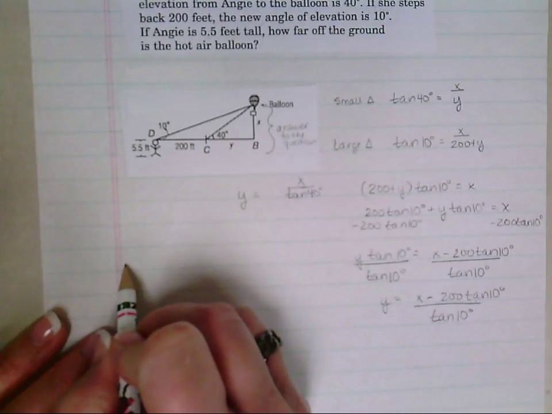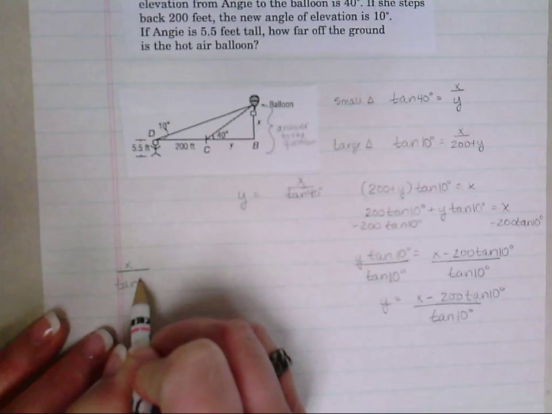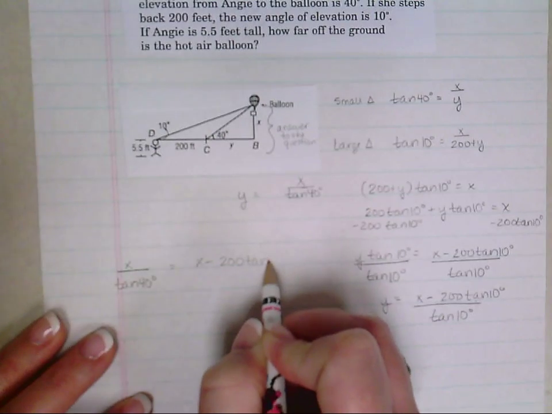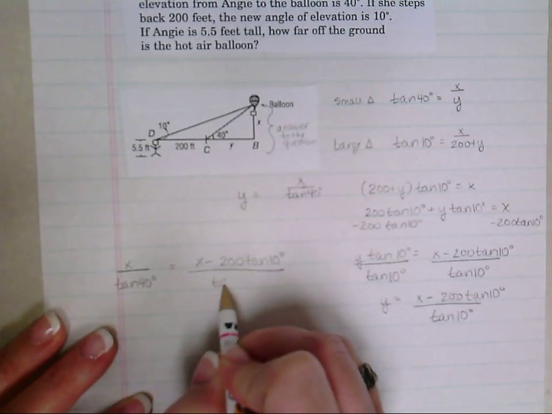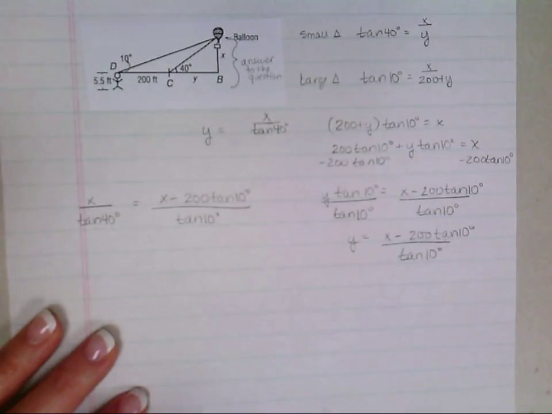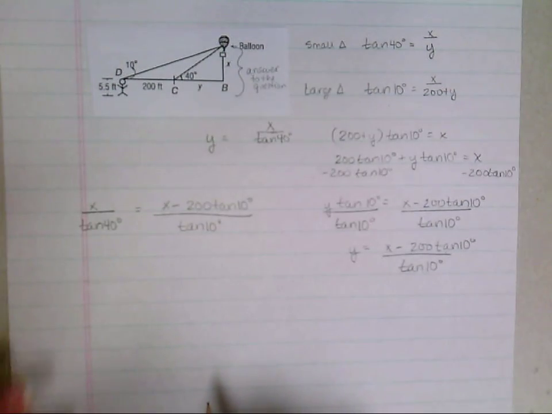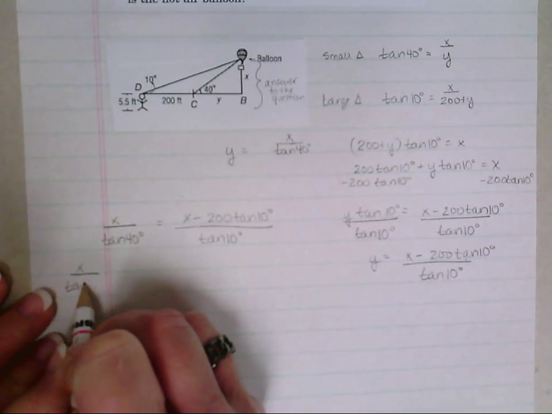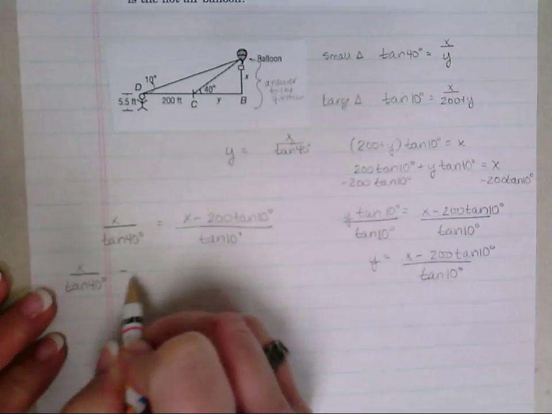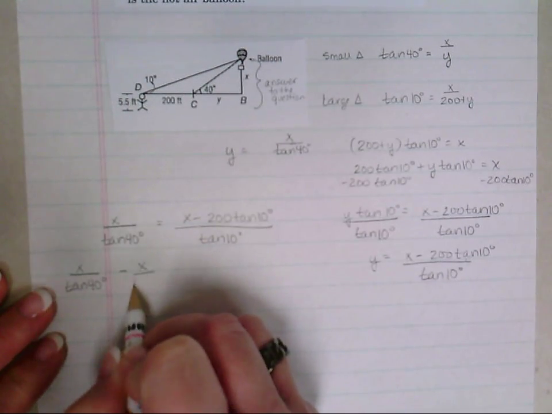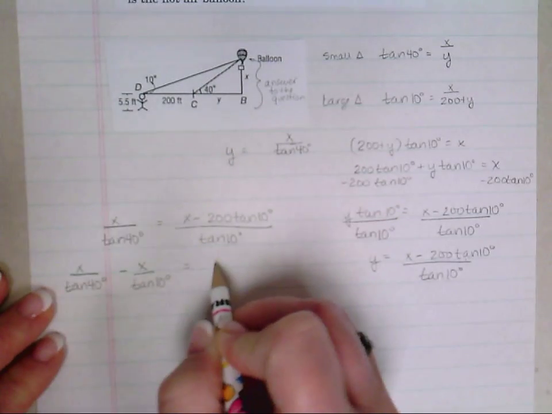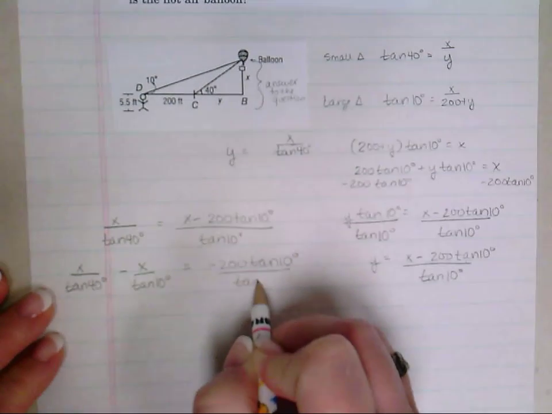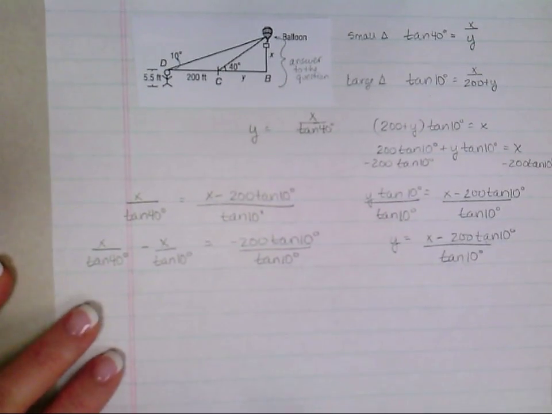So we're going to rearrange it and put it all together. x over the tangent of 40 degrees is equal to x minus 200 tangent of 10, all over tangent of 10. I'm just putting it all together, and then I'll start putting things in my calculator to make it look a little prettier. So we have this whole mess here. On this side, we have x over the tangent of 40 degrees, and if we subtract x over the tangent of 10 degrees, we can get our x's on one side. It's kind of ugly looking, but that's okay.